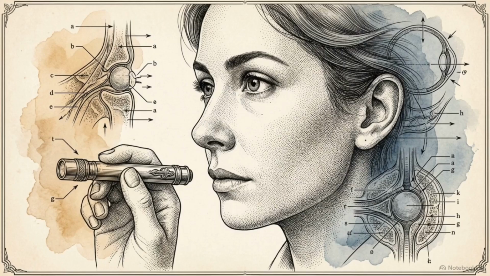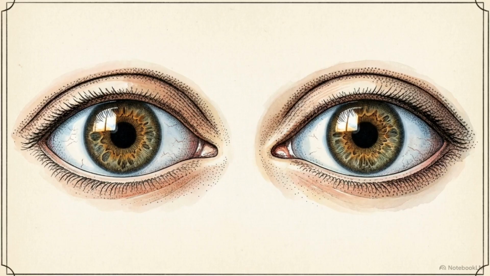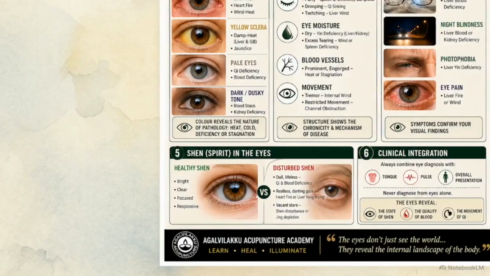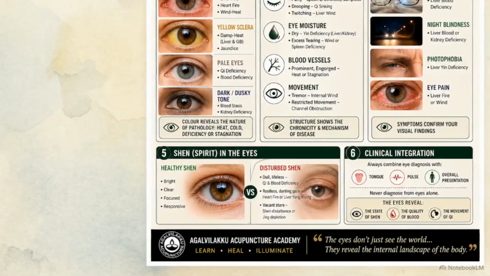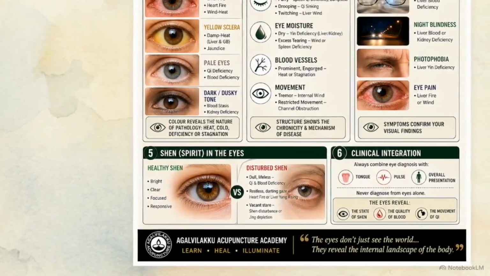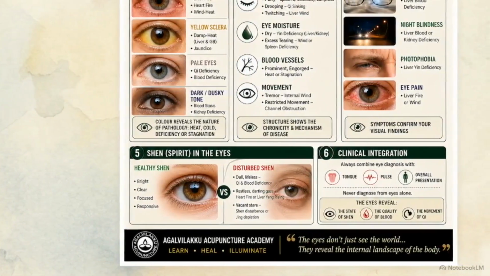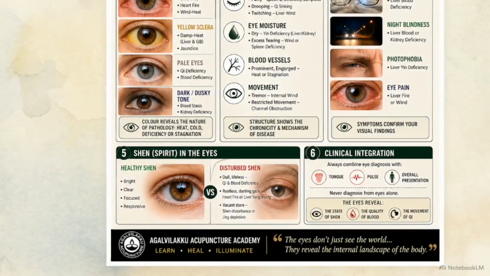Step 1 of the assessment begins before you analyze any of those physical structures. You must first observe the patient's Shen, or spirit. A healthy Shen on the left is bright and focused. On the right, a disturbed Shen is dull and lifeless, indicating Qi and blood deficiency.